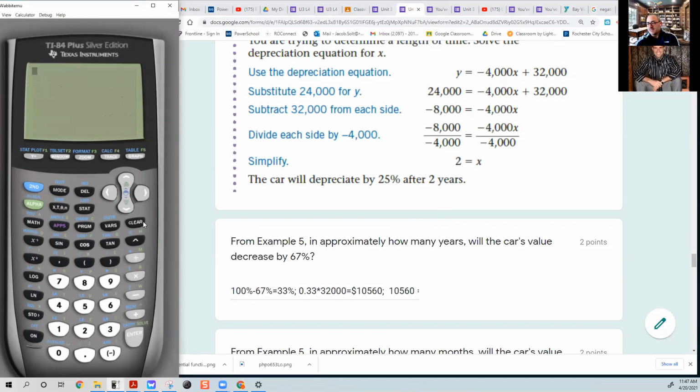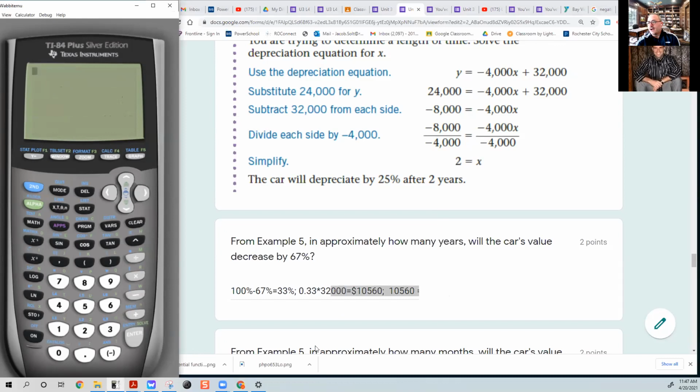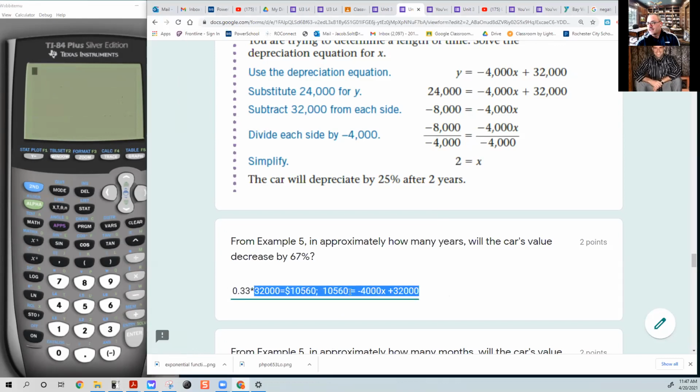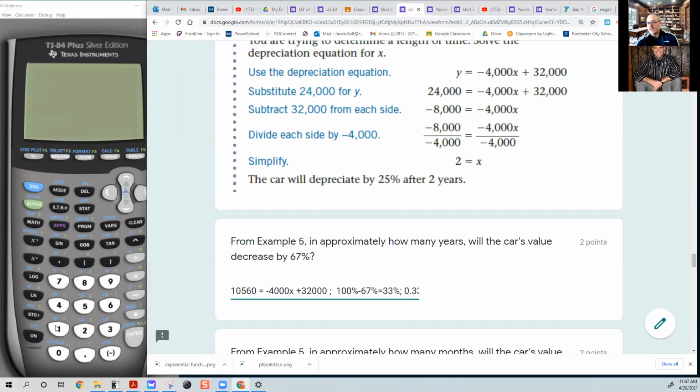For me, some of you might like to do this on paper. If you like to do this on paper, I recommend that. For me, I think I can pretty much do it on the calculator as long as I can see the equation. So I need to move this around. There we go. Okay, now that I can see the equation, my first step is going to be to subtract 32,000.